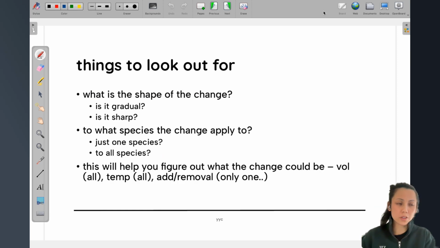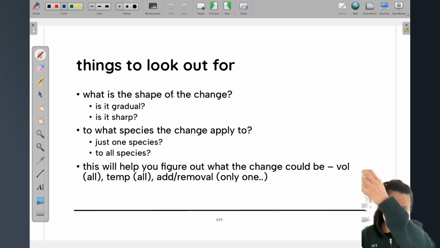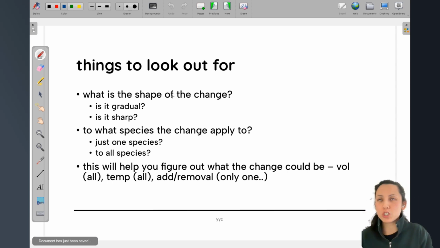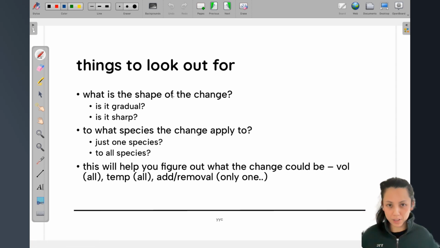So when you're looking at these graphs, there are things to look out for, and that is, what is the shape of the change? Is it going to be gradual, or is it a spike or a sharp spike like what we saw in the example? What species is it applied to? Is it only one, which is what we saw here for NO, or is it to all of them? If it's to all of them, you have to think about what change has to happen that impacts everything. So that might be volume. When you're changing volume, you're impacting the concentrations of everything and the pressure of everything. If you're changing the temperature, it's a gradual change, but it affects everything. If you're adding or removing, you know that the concentration is only affecting one species.